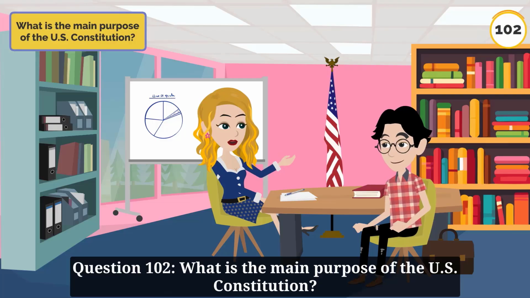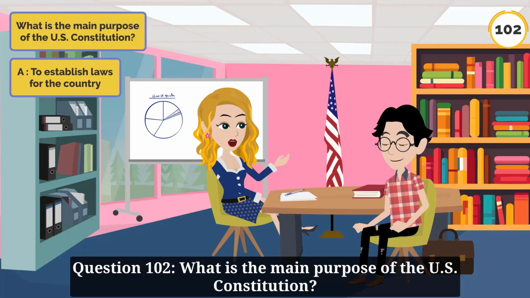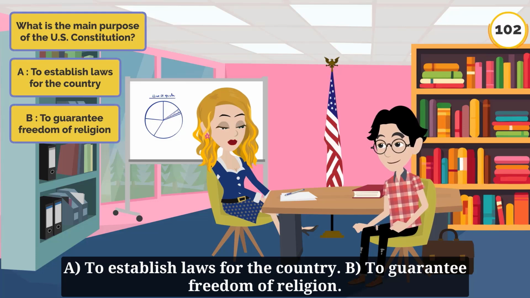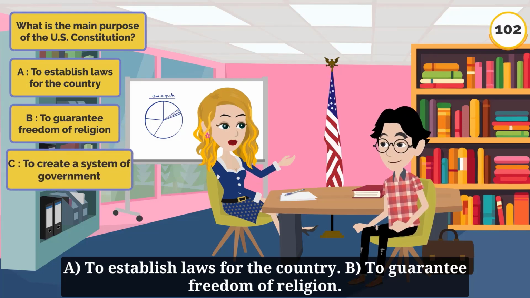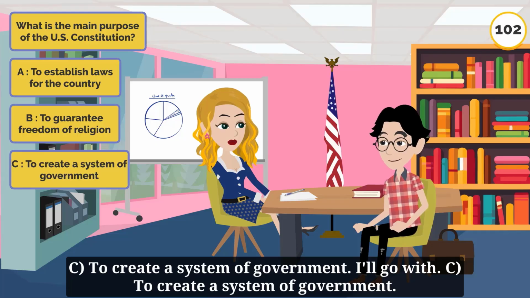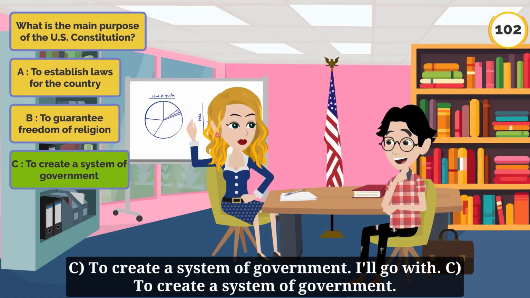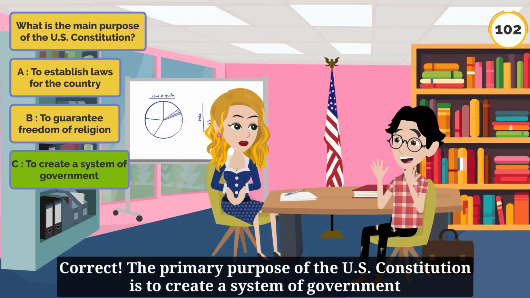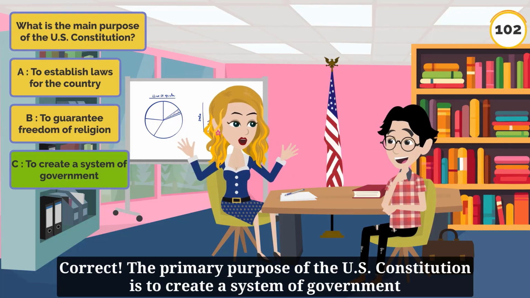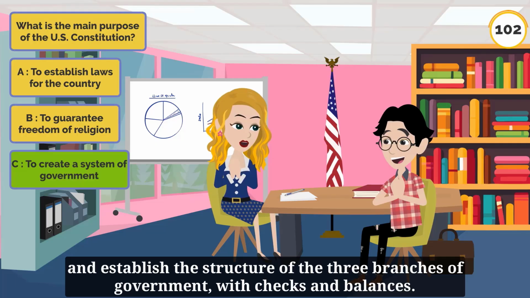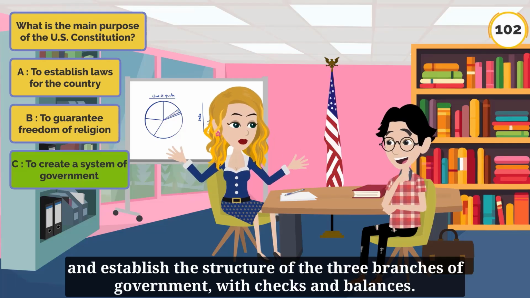Question 102. What is the main purpose of the U.S. Constitution? A. To establish laws for the country. B. To guarantee freedom of religion. C. To create a system of government. I'll go with C. To create a system of government. Correct. The primary purpose of the U.S. Constitution is to create a system of government and establish the structure of the three branches of government with checks and balances.